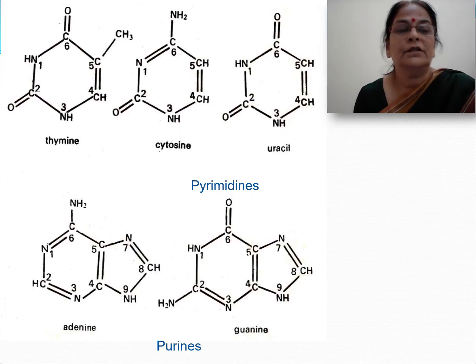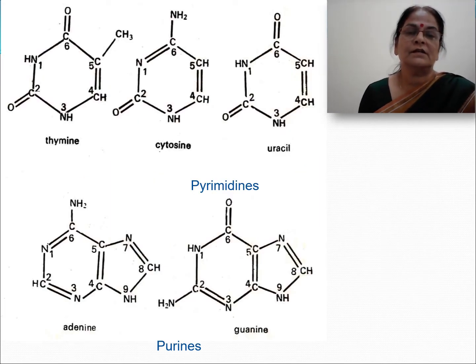Now, these are nitrogenous bases. Two types of nitrogenous bases, pyrimidines and purines. Pyrimidines are single ring compounds. Purines are double ring compounds. Pyrimidines are thymine, cytosine, uracil. Purines are adenine and guanine. This is the methylated compound. Also, this adenine is also a methylated compound.